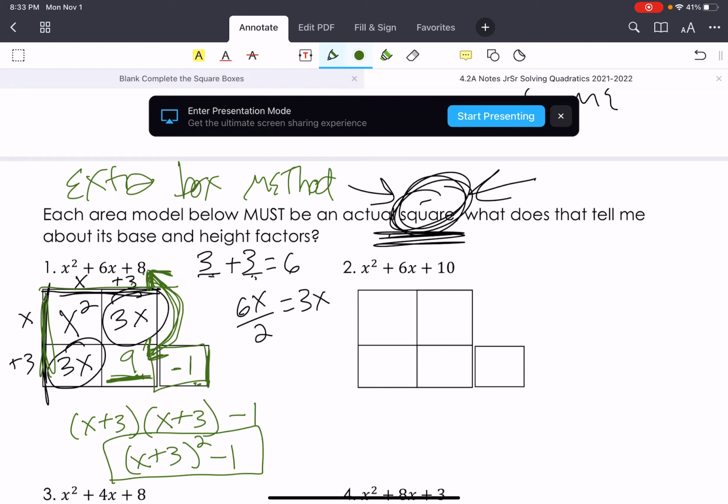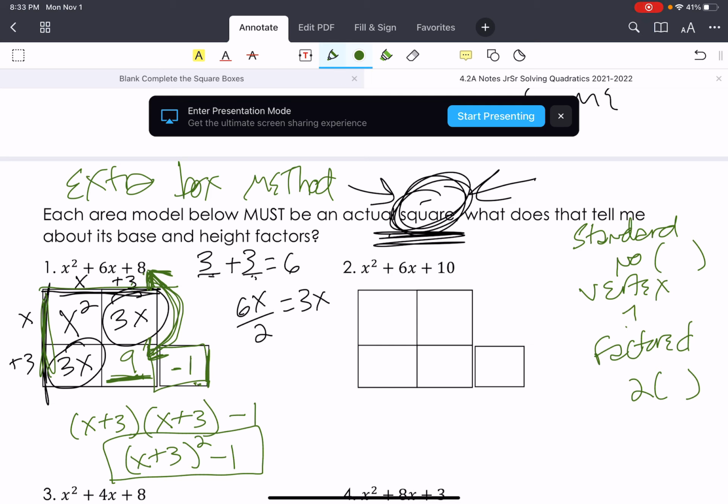So think of it like this: standard form has no parentheses. Factored form had 2 parentheses, and vertex form has 1 parenthesis. Maybe that'll help, okay? Let's try another one.